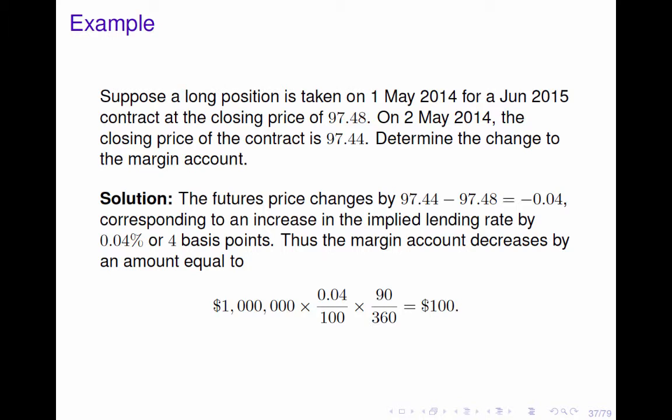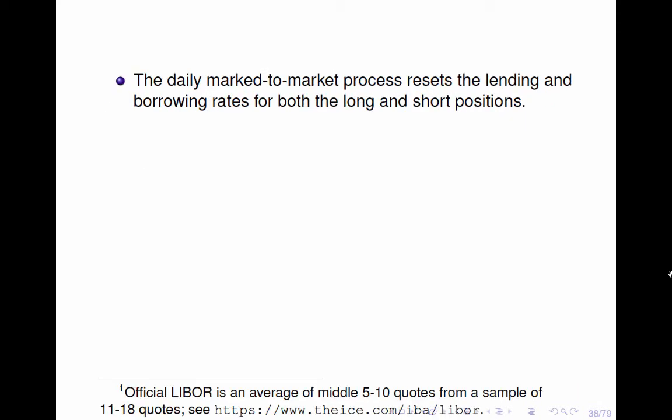Since the futures price decreases by 0.04, corresponding to an increase in the implied lending rate by 0.04%, or equivalently 4 basis points. Thus, the margin account decreases by an amount equal to $1 million times 0.04% times 3 months, standardized to 90 days, which is equal to $100. The daily mark-to-market process resets the lending and borrowing rates for both long and short positions.